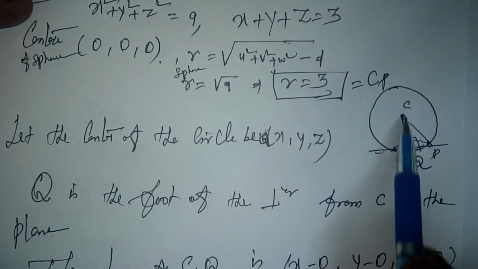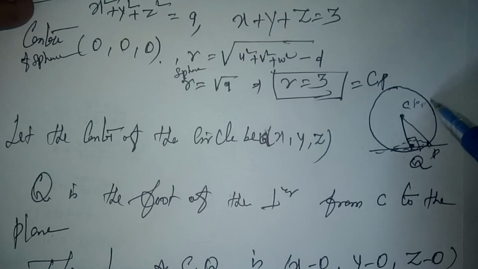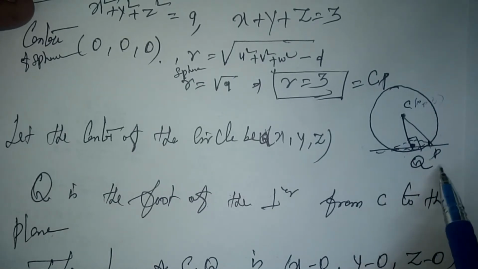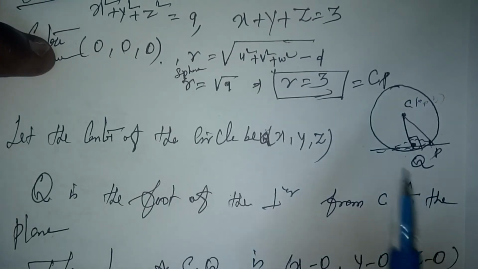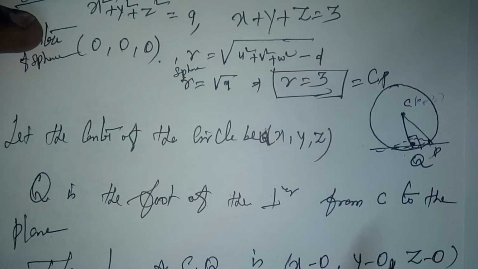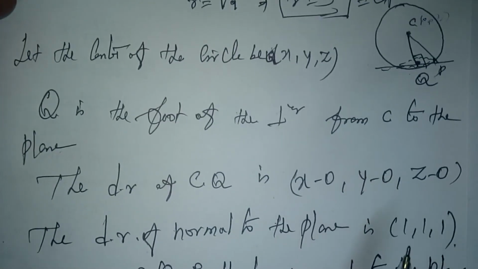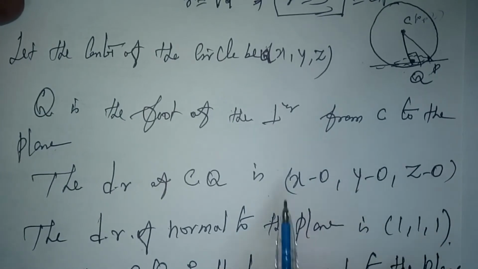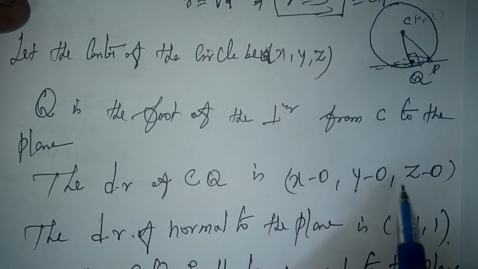So CQ, already we know that the point C is at the origin, that is 0, 0, 0. So the point Q is x, y, z. So the direction ratio of CQ is x minus x1, y minus y1 and z minus z1, right? Here x1, y1, z1 is 0. So the direction ratio of the line CQ is x minus 0, y minus 0 and z minus 0. So we get x comma y comma z, right?